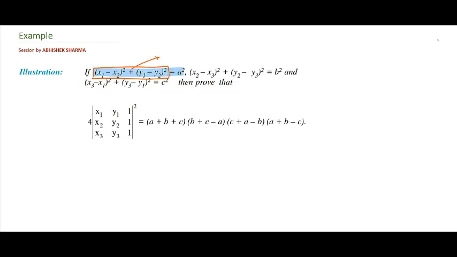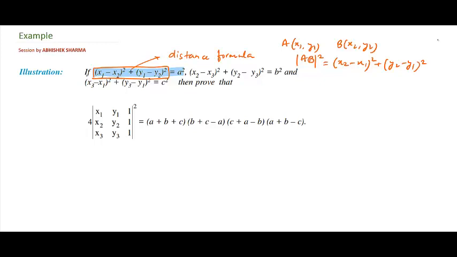Yeah, that's right. It's simply something to do with the distance formula. The distance formula is, if there are 2 points A (x1, y1) and B (x2, y2), then the distance AB squared is given by (x2 minus x1) square plus (y2 minus y1) square.